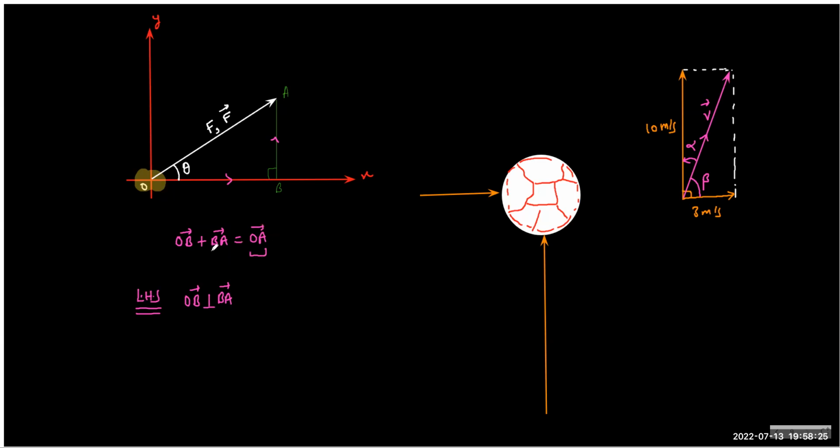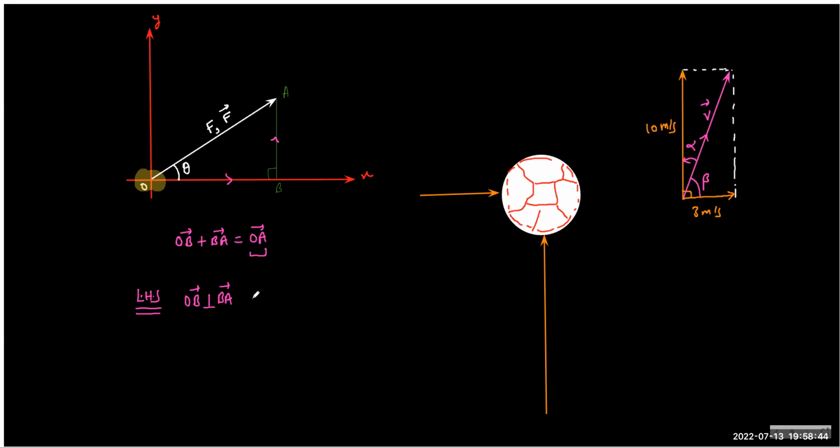Now the best thing is this will have no effect on this, and this will have no effect on this. So whatever is the value of OB, that will remain fixed, and whatever is the value of BA, that will remain fixed, because OB cannot create effect here and this cannot create effect here.